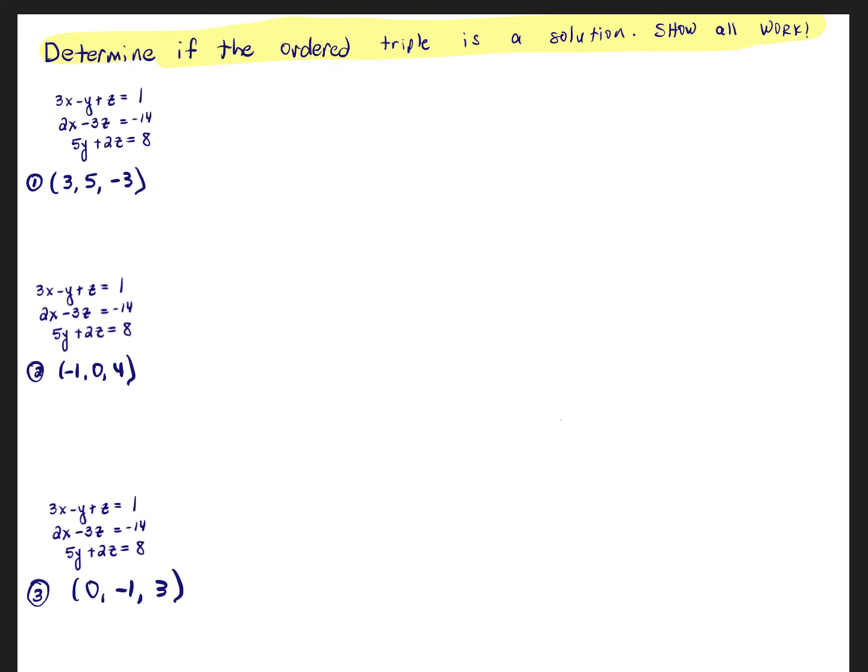Once again, this is your review for your quiz tomorrow and the practice that goes with your substitution method with these ordered triples. The first section that you're going to look at tells you to determine if the ordered triple is a solution. Show all your work. With these, again, like we did yesterday, you're plugging in your x, your y, and your z to each of the three equations. If you get true statements for all three, it is a solution. If you do not, it is not a solution.